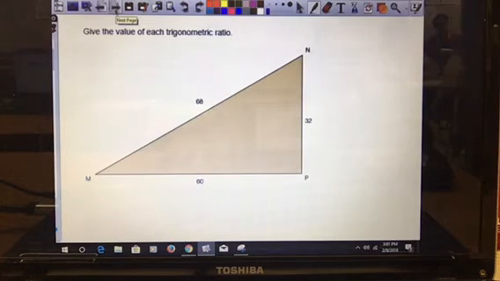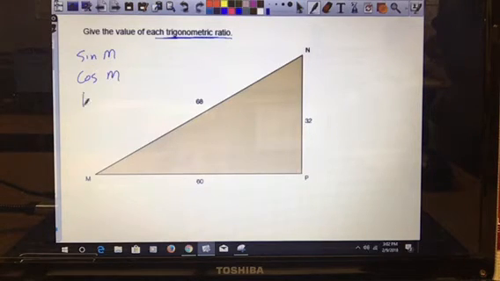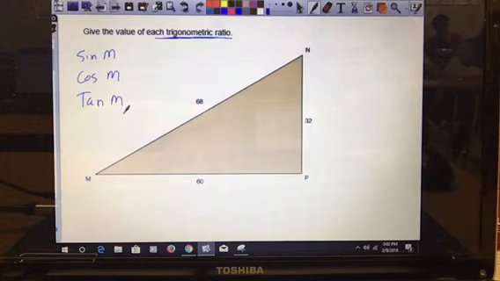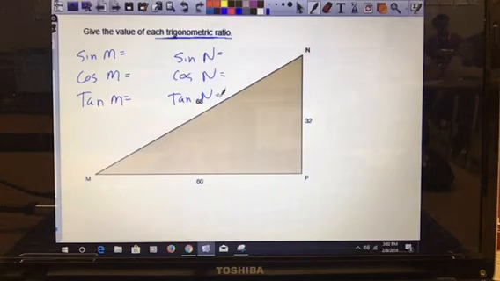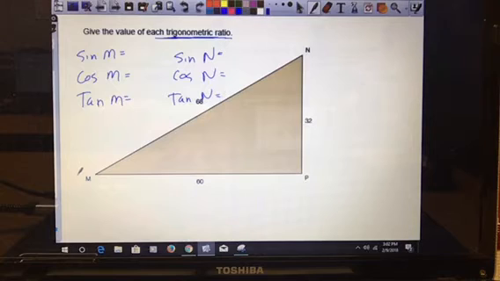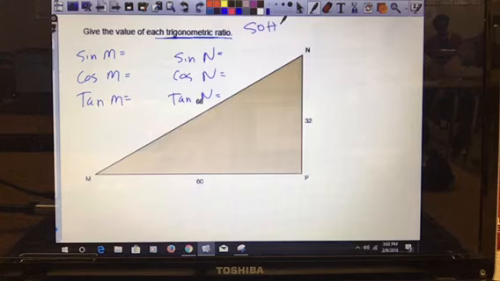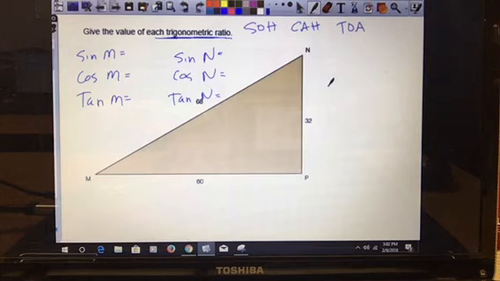Okay, for the next one, it says give the value of each trig ratio. So that means we want the sine of m, the cosine of m, the tangent of m, the sine of n, the cosine of n, and the tangent of n. So you want all 6 of these trig functions. We don't do p because p is the right angle. We only do the m and the n, the 2 acute angles. And if you remember your SOH CAH TOA, you should be able to get all the 3 sides with no problem.